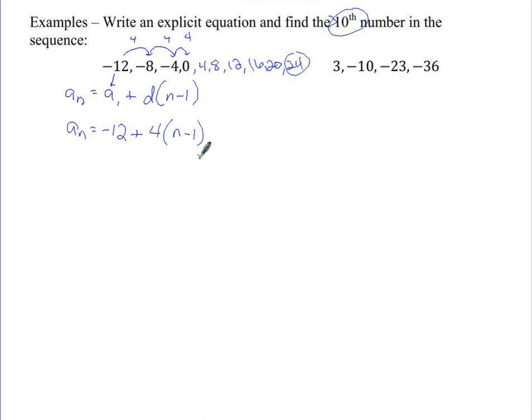If it wants you to simplify it down, then we can. We distribute the 4 in. A sub n equals negative 12 plus what? 4n minus 4. Okay, and then after you distribute, you always have to combine like terms. So A sub n equals, that 4n I could write here, and then the negative 12 minus 4 is negative 16. So there's your equation right there.